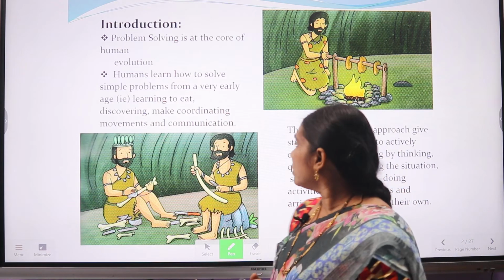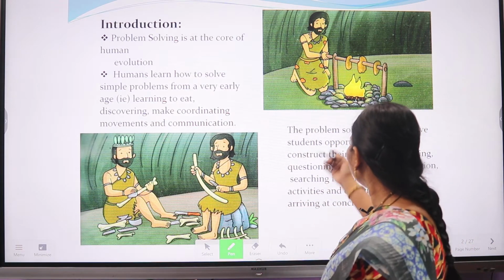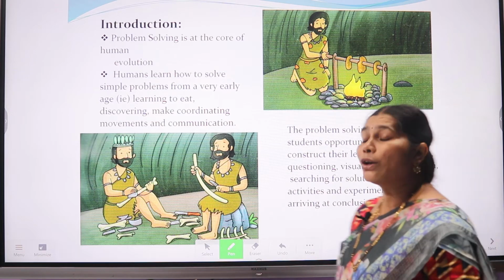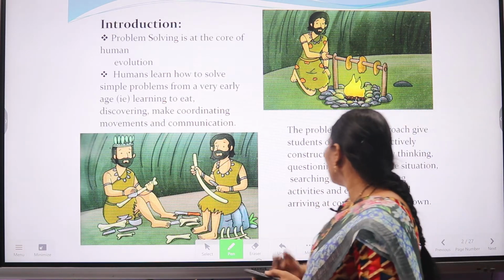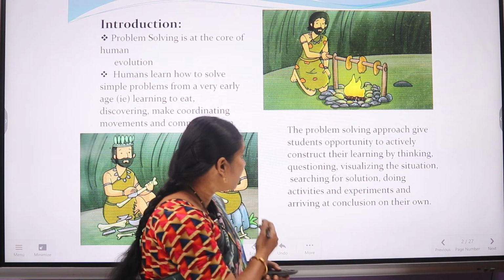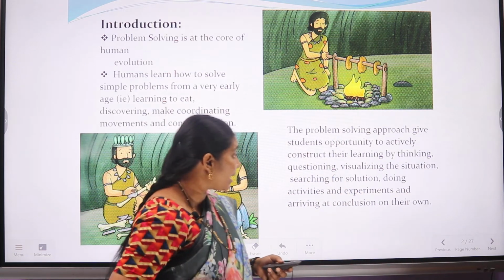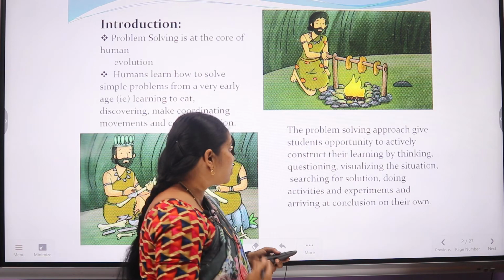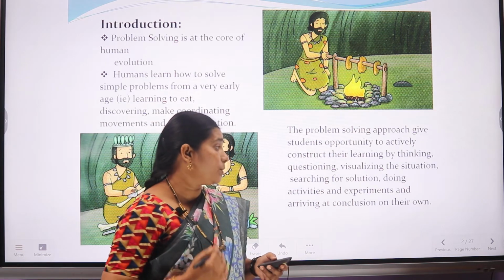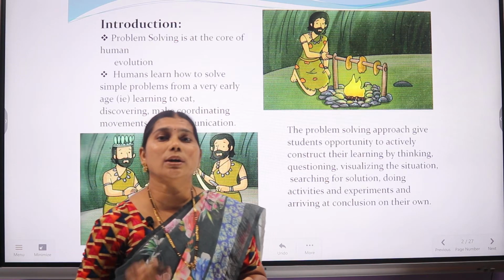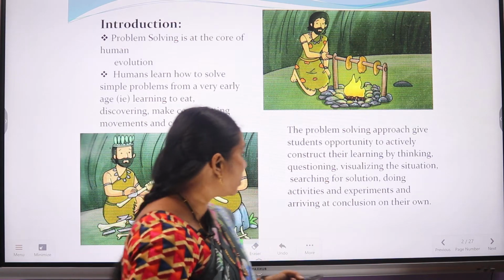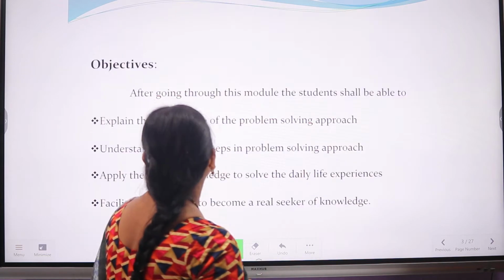Right, let us see what problem solving is. The problem solving approach gives students an opportunity to actively construct their learning by thinking, questioning, visualizing the situation, searching for solutions, doing activities and experiments, and arriving at their own conclusions. So this is what a problem solving approach is.